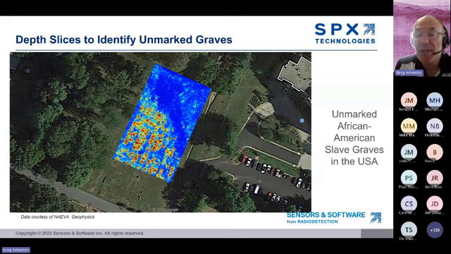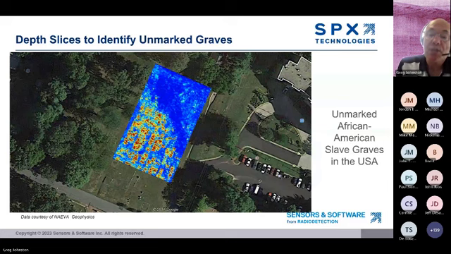Here's a GPR depth slice superimposed on Google Earth. The red responses are interpreted as the graves of African American slaves in the United States. You can see that they were found in a cemetery, but in this part of the cemetery, there are no markers for these graves. No one knew how many graves were there until one of our customers did a GPR survey at the site.